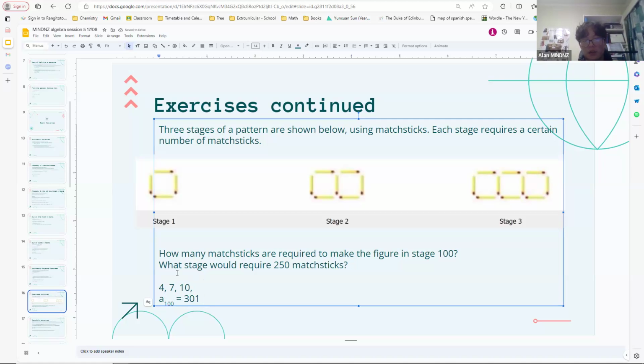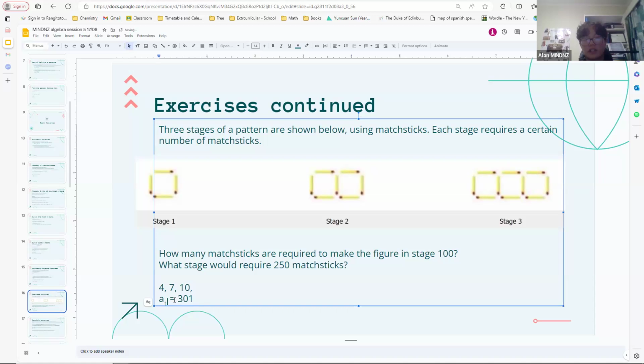And then the second part of the question is, what stage would require 250 matchsticks? Does anyone have any ideas? Okay, yeah, 83 is correct.